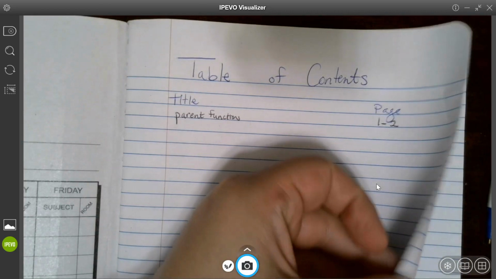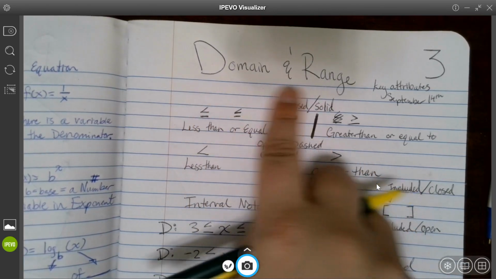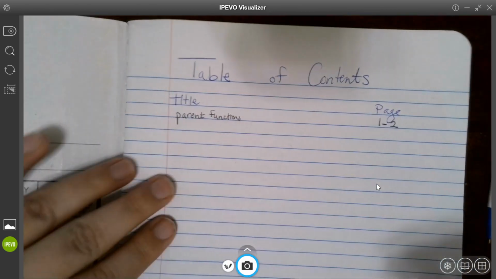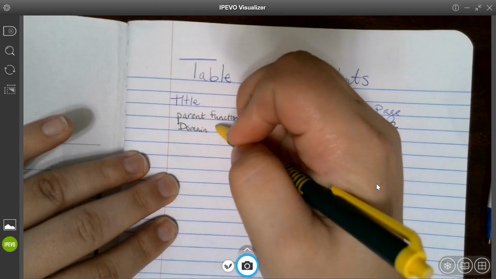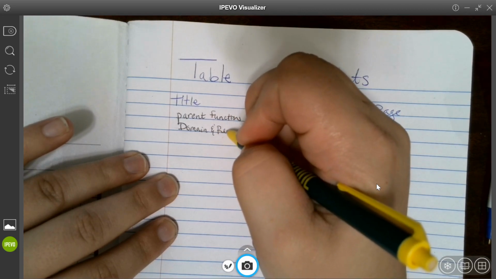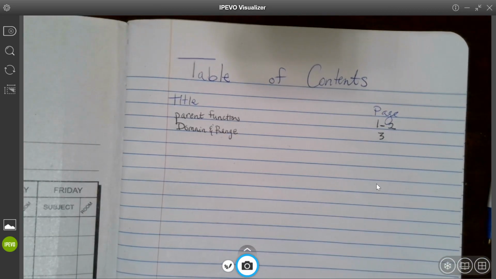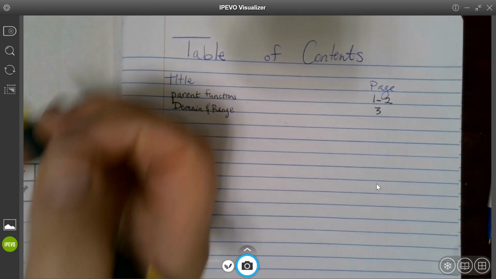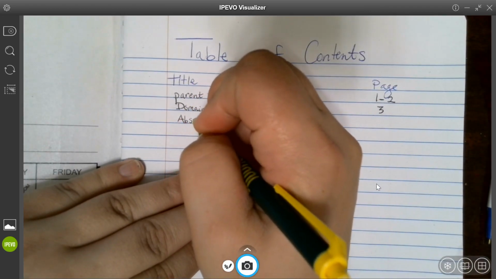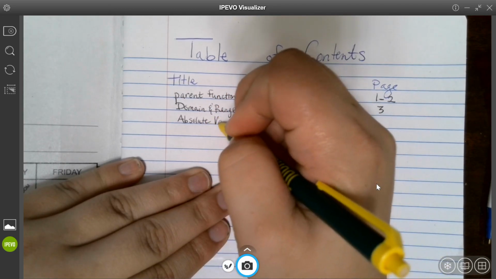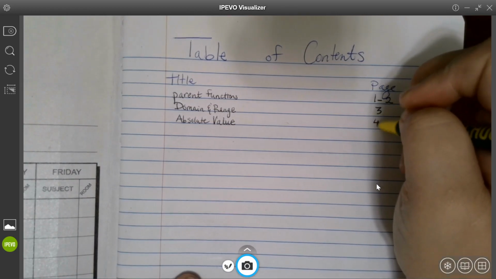Our next entry is domain and range, and that's page 3. Today's entry is we're going to dive a little bit into absolute value. This is going to be page 4.